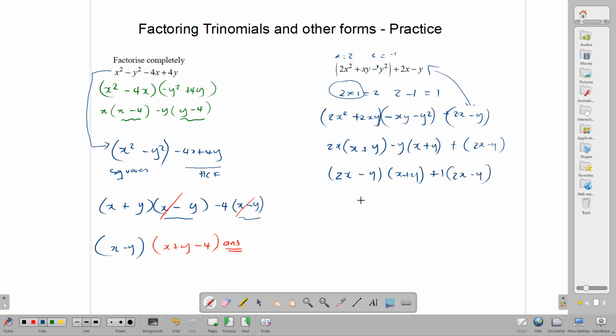What do we have in common? This bracket and this bracket are exactly the same. Because they are exactly the same, we can write that bracket down and factor it out. Now, when we take that bracket out of this expression, what we have left is this bracket, x plus y, and that number, 1. This now is the answer to this expression. Let's continue.